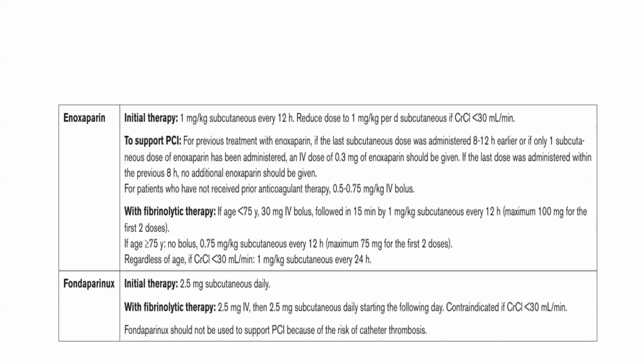For enoxaparin, the dose is 1 mg per kg subcutaneous every 12 hours. If the creatinine clearance is less than 30, then we need to reduce the dose to 1 mg per kg per day.